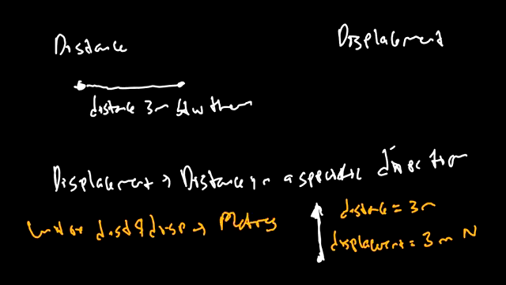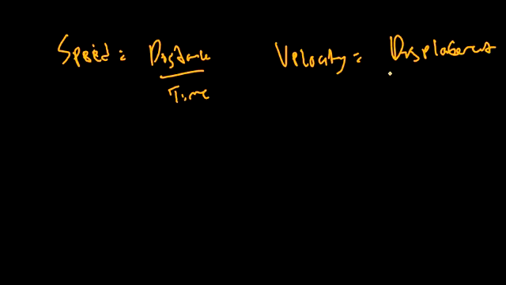Now let's move on to speed and velocity. Speed is just the time rate of change in distance. Speed is distance over time. While velocity is the time rate of change in displacement over time.